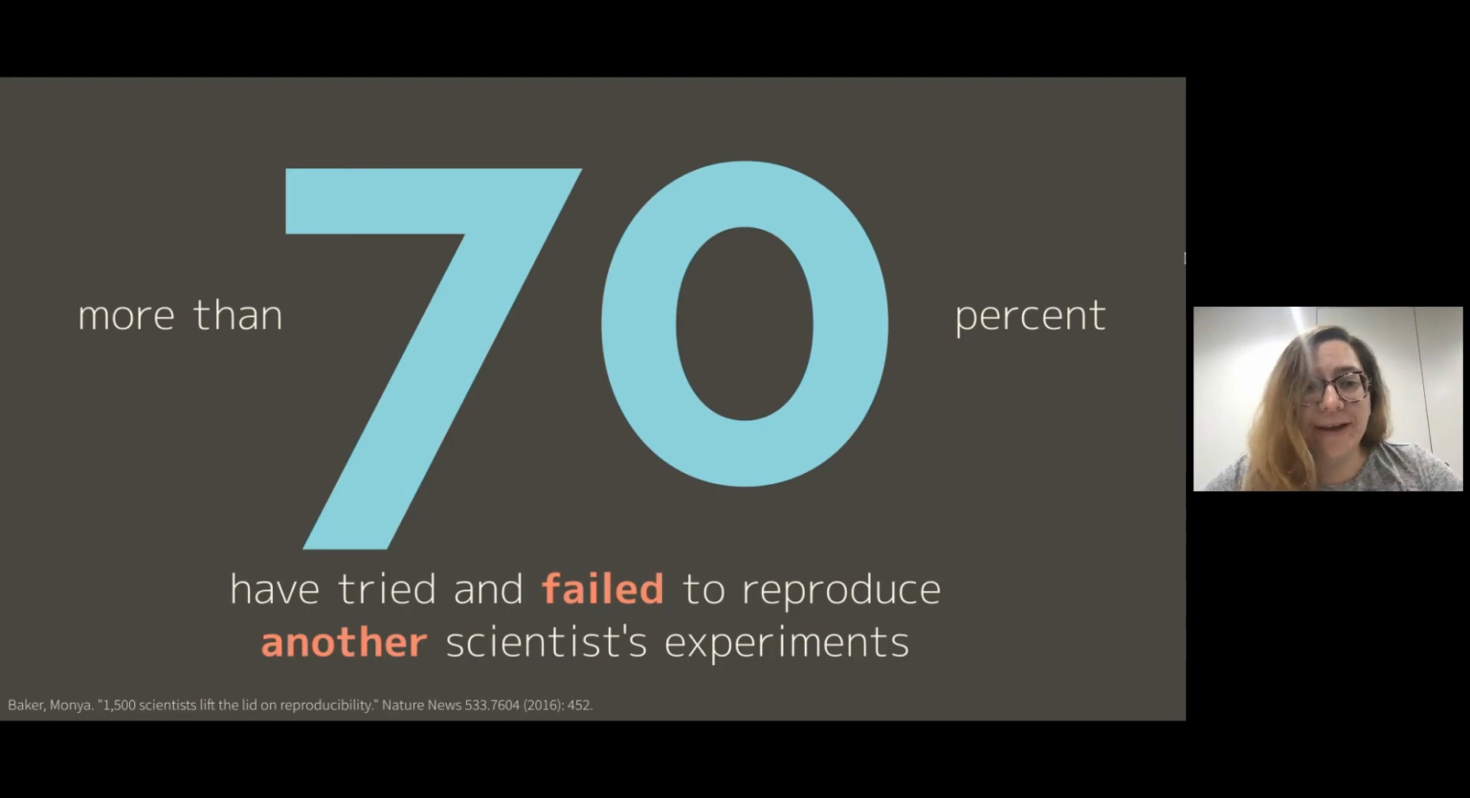But let's throw around a few other numbers that are not actually randomly selected. So 70, that's more than 70% of scientists have tried and failed to reproduce another scientist's experiment. This is from a survey that was published in Nature News in 2016. And it was a survey of 1,500 scientists, and they asked them questions like, have you tried and failed to reproduce another scientist's experiments? So that's a striking number.